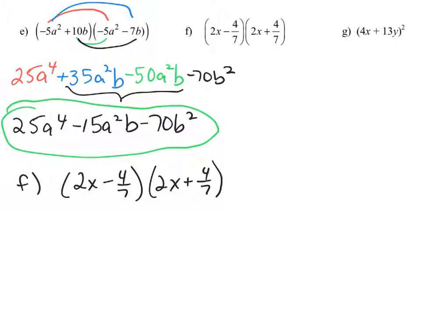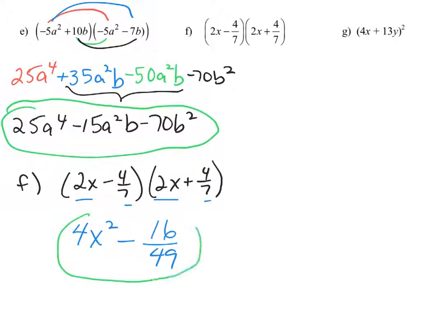For example F, we have the quantity 2x minus 4 sevenths and the quantity 2x plus 4 sevenths. This is that sum and difference product. So there is a shortcut for this where we square the first term, 2x times 2x, which is 4x squared, and square the last term, 4 over 7 times 4 over 7, which is 16 over 49, and this is going to be a minus. If you did the FOIL process here, the outer and the inner would be opposites, so our final answer we can write as 4x squared minus 16 over 49.